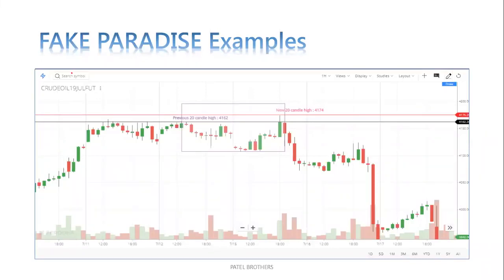This was the hourly time frame and fake paradise, and this was the 20 period high which was 4162. A new high was made here after a consolidation of almost 15-16 candles in between, and the new high was 4174, which means 12 points of stop loss in an hourly candle. And till date this price has not come, and right now it is trading below 3800.